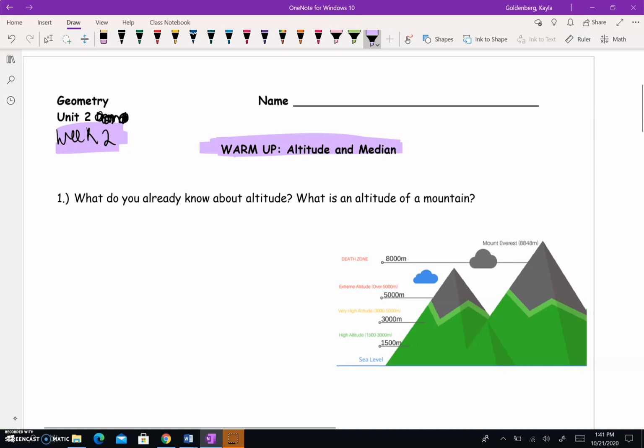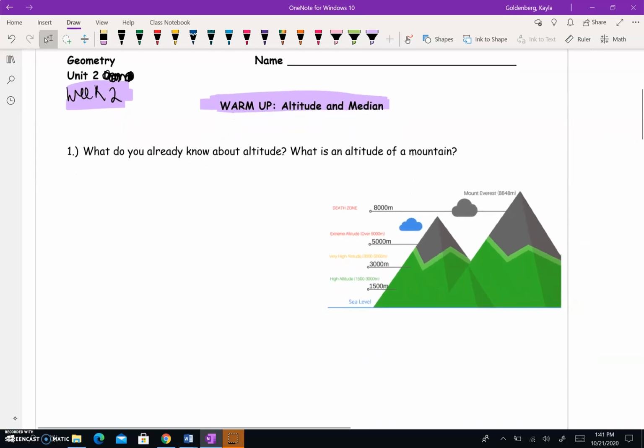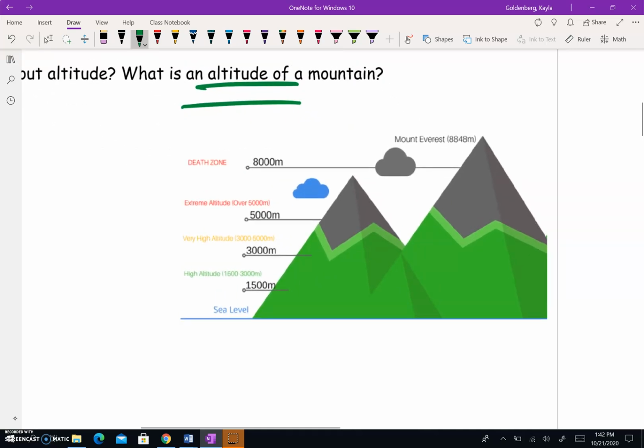First I'm just going to start with a little warm-up just to get us acclimated. We're just going to think about where we have heard these vocab words before in our everyday lives, in the real world. So for number 1, what do we already know about altitude? Think about if I ask you what's the altitude of a mountain. What does that mean in words? If we look at this visual.